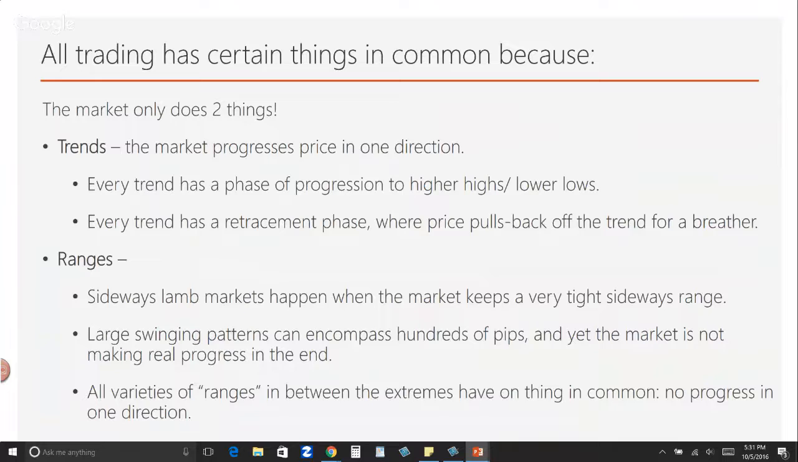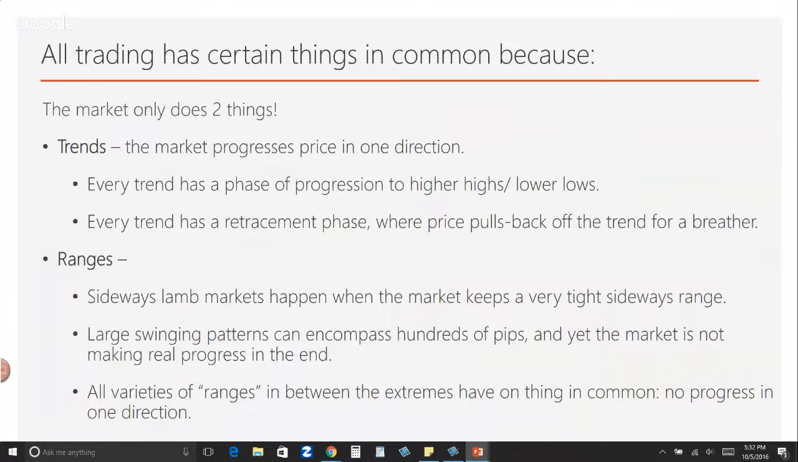Because all trading has certain things in common. The market only really does two things: it trends and it ranges. The market progresses price in one direction in a trend. Every trend has a phase of progression to higher highs or lower lows. And every trend has a retracement phase where price pulls back off the trend, kind of for a breather.